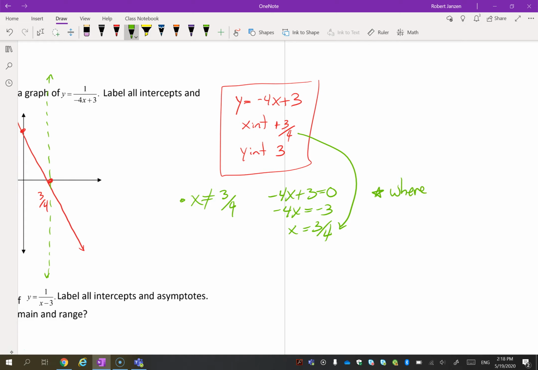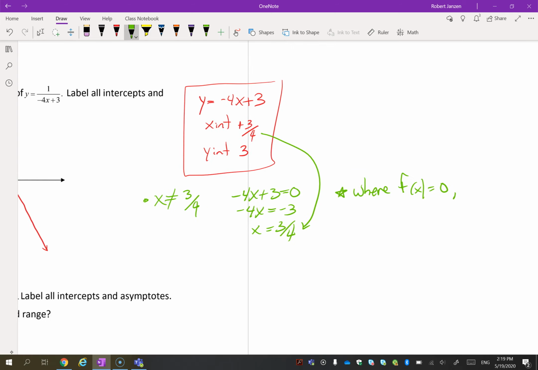Where f of x equals 0, 1 over f of x will have a vertical asymptote.